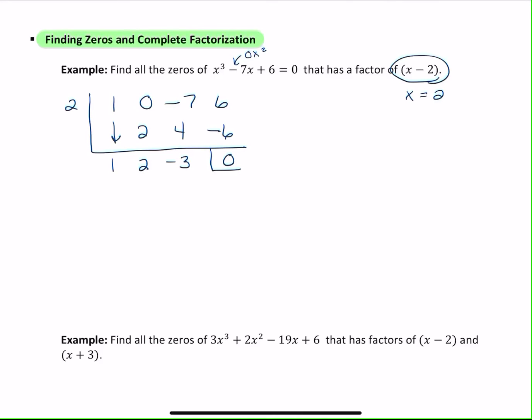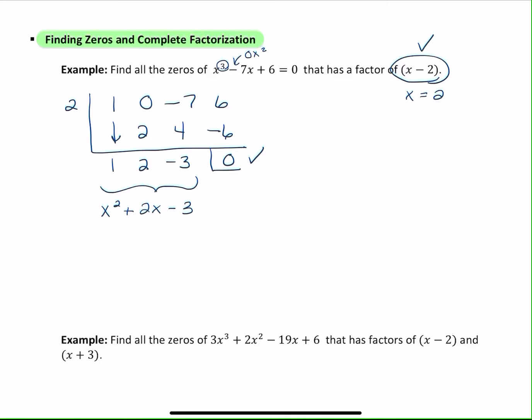Now here, if you get 0 as a remainder, that means that x minus 2 is a factor or a zero of that function. So it evenly divides into it. Don't forget about that x minus 2 when we go and do the complete factorization. So we started with a cubic, so the coefficients here are x squared plus 2x minus 3.